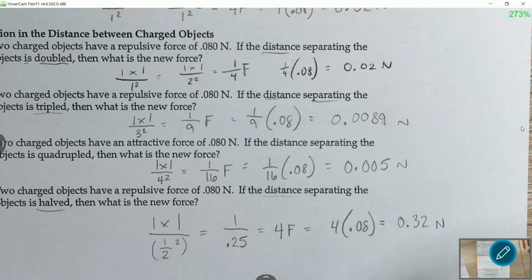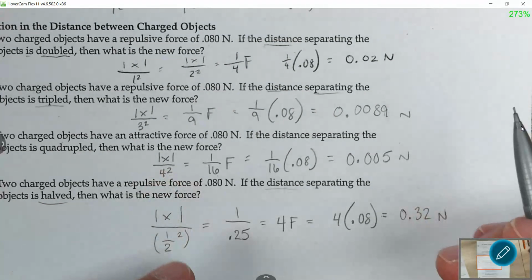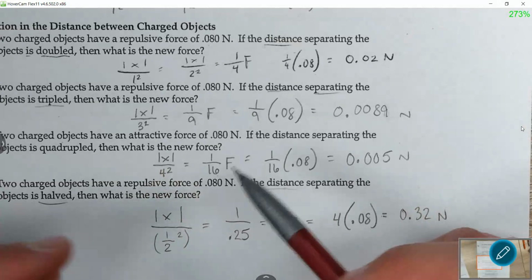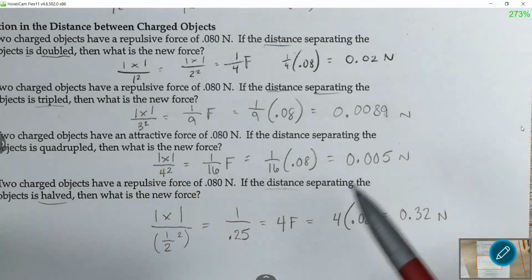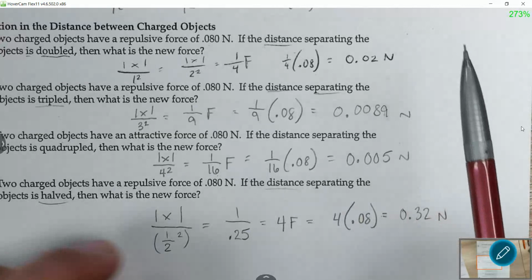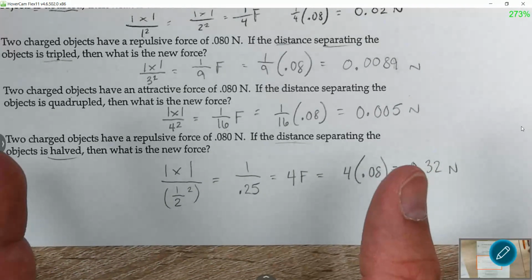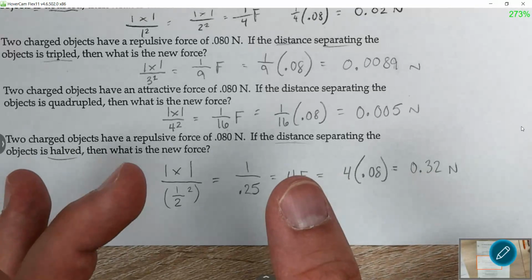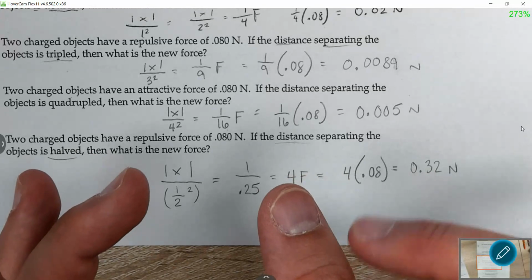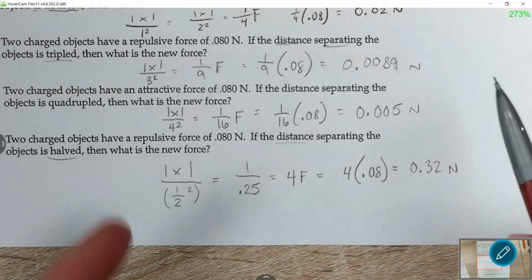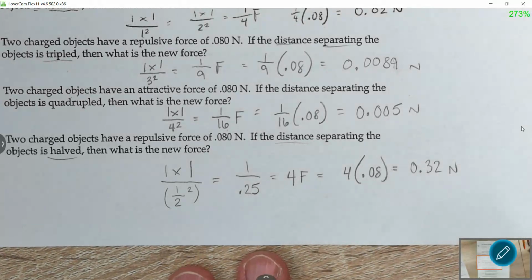What would it be if we did 5 times the distance? What's the pattern? It's the square, right? 2 squared is 4, 3 squared is 9, 4 squared is 16, 5 squared would be 1/25 of the original force. So that is how that works. And vice versa, if you decrease the distance between them, they get closer together, you're going to see an increase in the actual force.